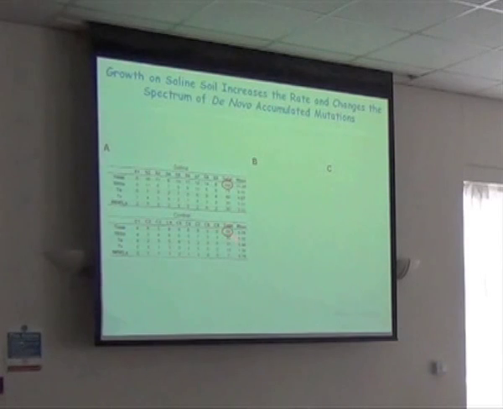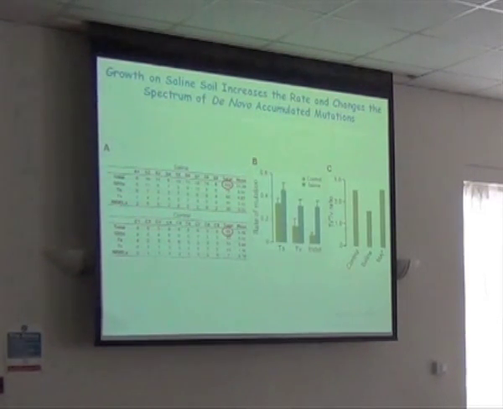So this figure here, we had 52 mutations in total in our control populations, and we have 102 in the stressed population. So you have a doubling of the mutation rate in these stressed plants. And it doesn't just increase the rate, it also increases the spectrum, the type of mutations that you get.